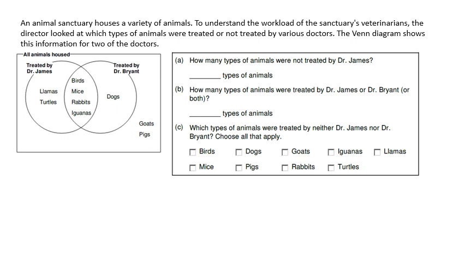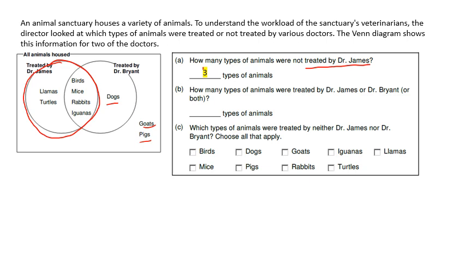Okay, please pause the video, read the problem, try it, and then play the video. Okay, after reading the problem, we have a Venn diagram, and you're being asked to find how many types of animals were not treated by Dr. James. So here are the animals treated by Dr. James. So any animals on the outside of that circle, which there are 3 of them, is the number of animals that are not treated by Dr. James.